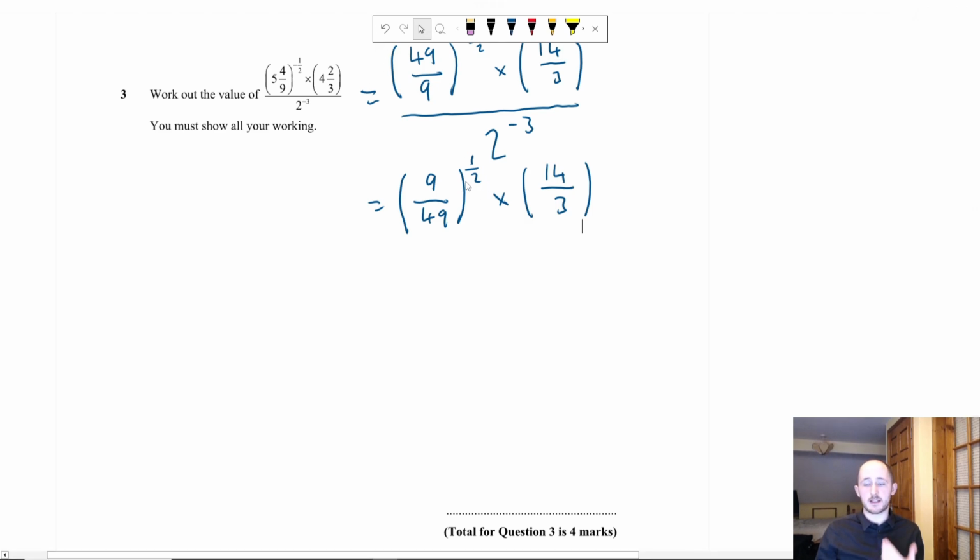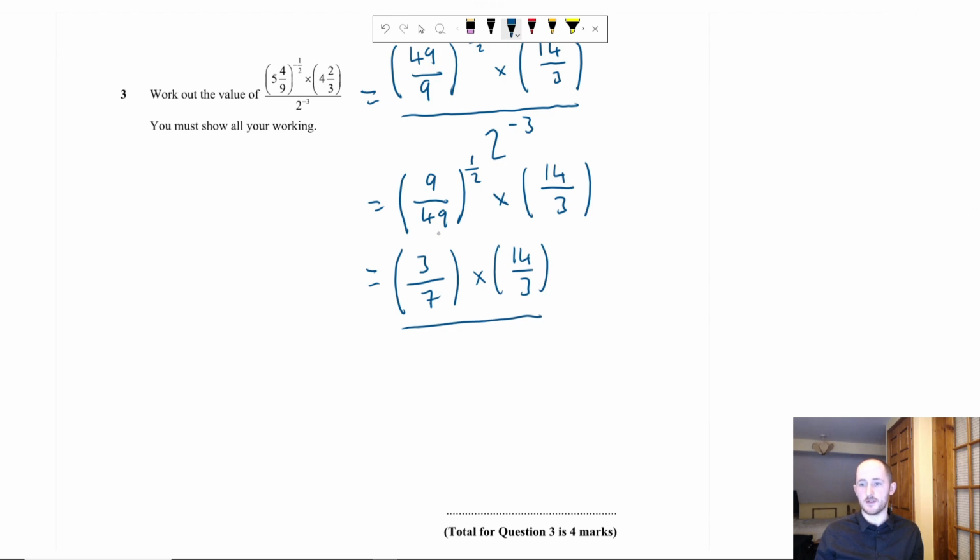Now, when you have something to the power of a half, it means you're square rooting it. Okay? To square root a fraction, you literally just square root the top and the bottom. So that gives me 3 over 7 times 14 over 3 over 2 to the minus 3. It's looking pretty ugly still. So let's do this. You can use cross cancellation to make this a bit easier on yourself. So the 3 cancels with the 3, so they both become 1s. The 7 also becomes a 1, and that becomes a 2. So we're left with 1 over 1 times 2 over 1. So in other words, we're left with 2 over 2 to the minus 3.